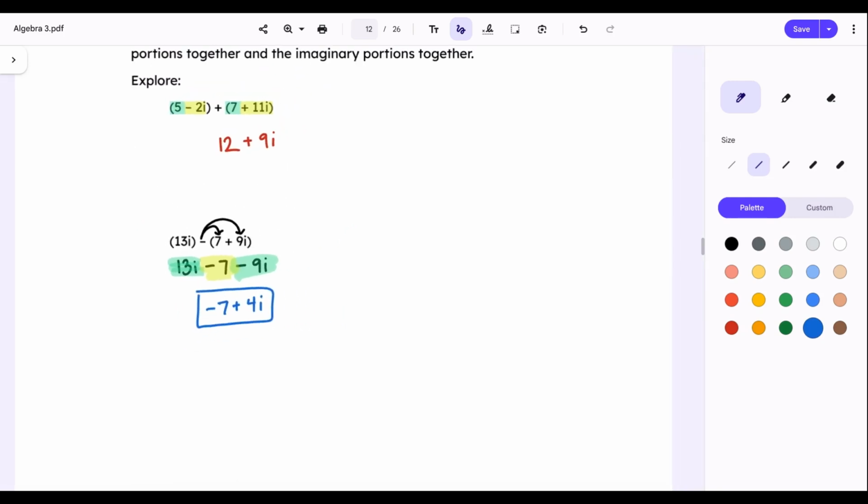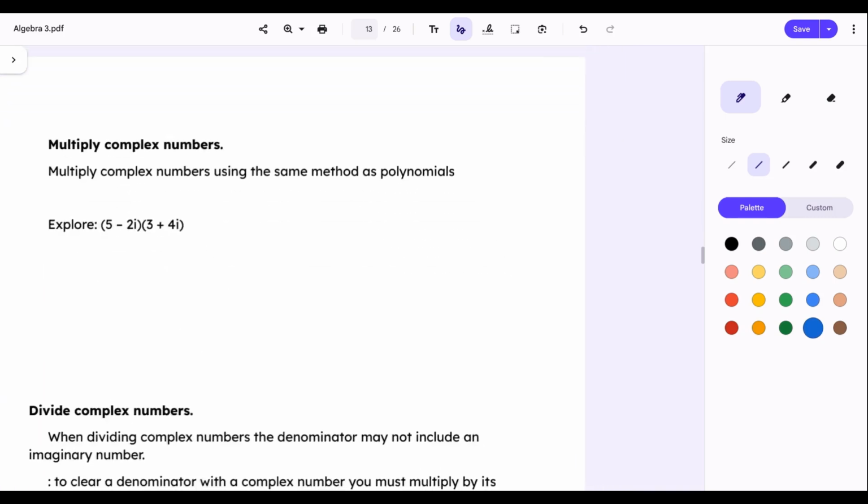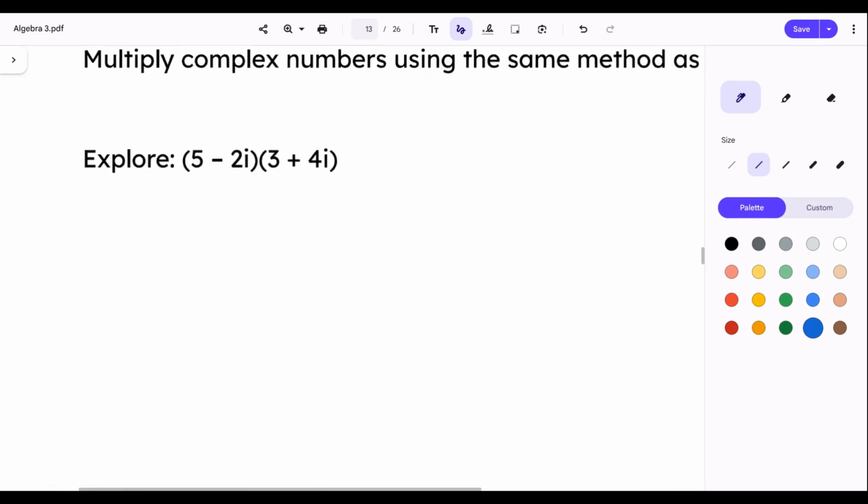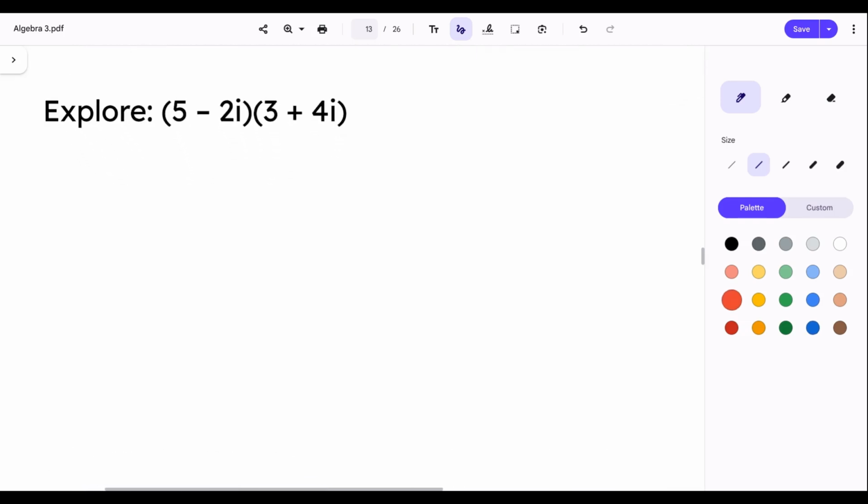Okay, so that's adding and subtracting. If we flip our page over here, we're going to get into multiplying complex numbers. And like with adding and subtracting, where we almost treated them like regular terms and treated the i like a variable, we're going to do the same thing with multiplying. We're going to treat this like two polynomials or two binomials that we were multiplying together. And we're going to use the FOIL method in order to do this. So remember, FOIL stands for first, outside, inside, last, and those are just referring to the terms inside of your binomials that you're going to be multiplying together.